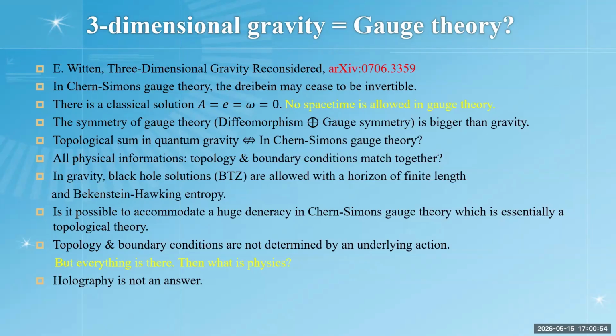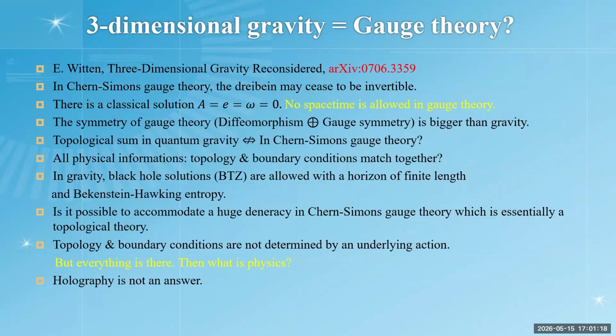Also, three-dimensional gravity is topological. So all physical information is encoded in the boundary and topology. And then what is the corresponding information of this topology and boundary condition in gauge theory? Also, are this topology and boundary conditions matched together? It's not clear.